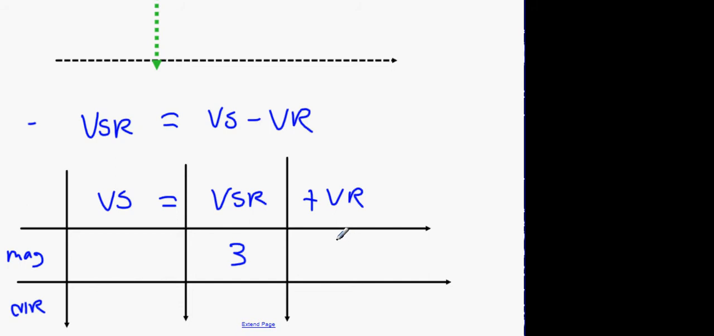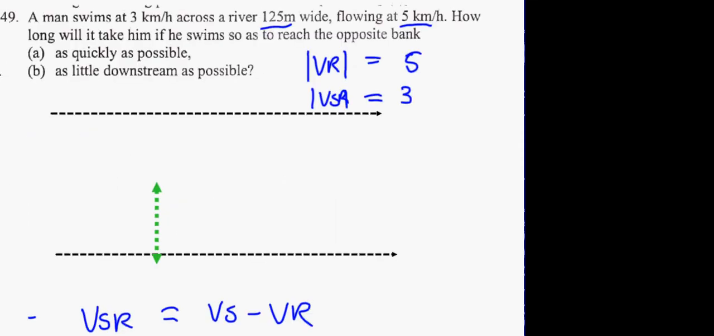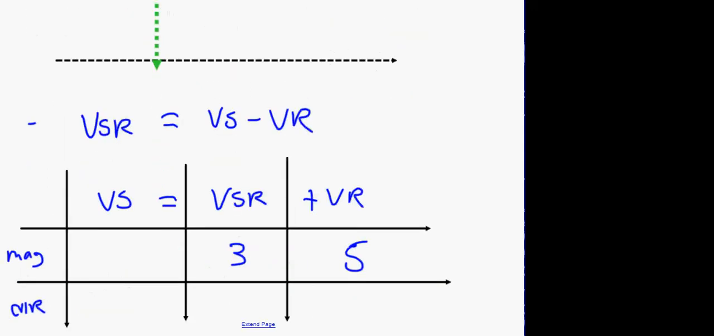Match of the river, 5. Okay, I need one more. Yeah, the direction of the river. The direction of the river is going to go as little downstream as possible, okay? I know the direction of the river is what Jack said, it's going directly east, okay?